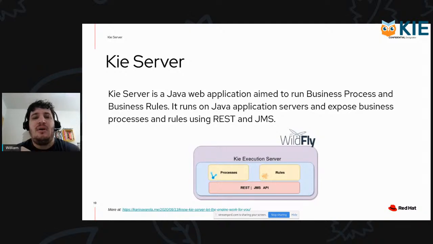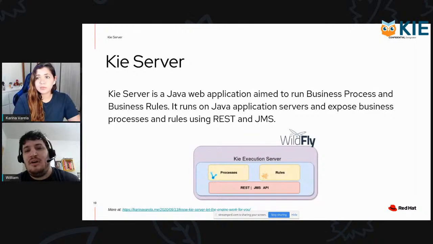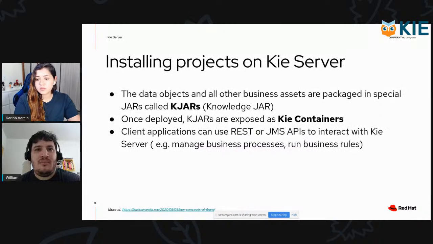And how it works: you basically put your application inside KeyServer, and then it exposes the processes and rules to be available through REST or JMS APIs. So you don't care about building the infrastructure to run your business process. You install it on KeyServer, and then you access it from the external world using APIs.